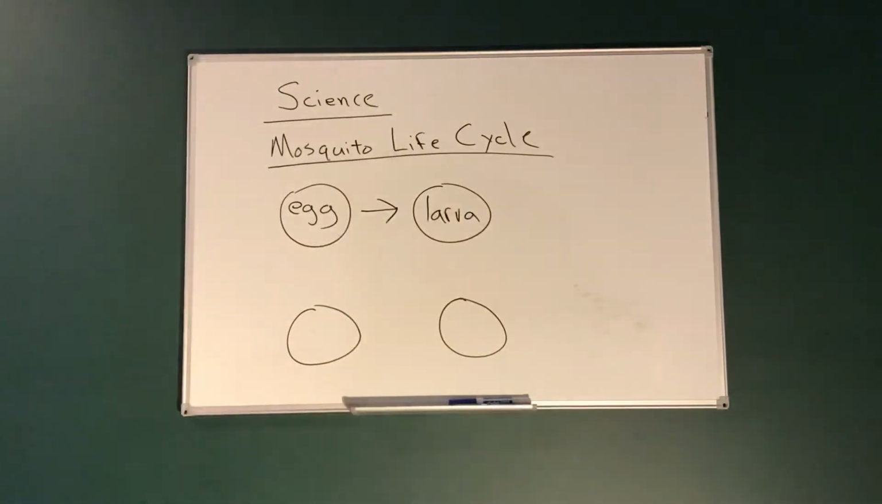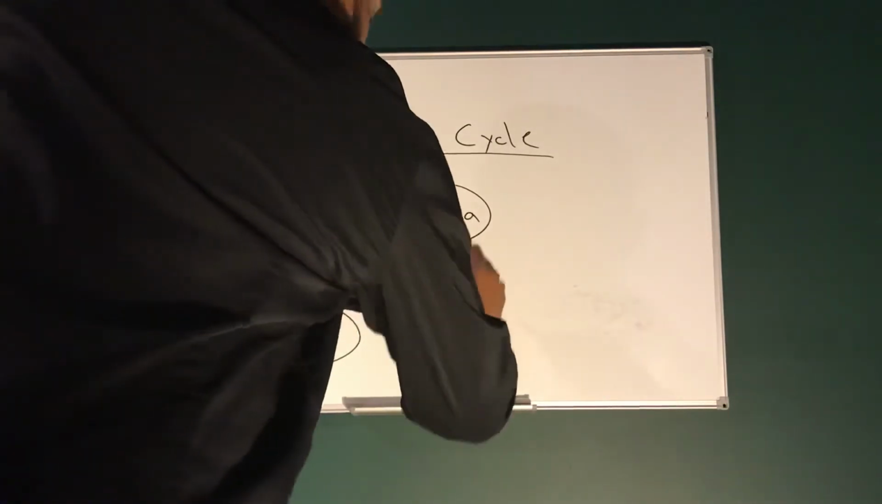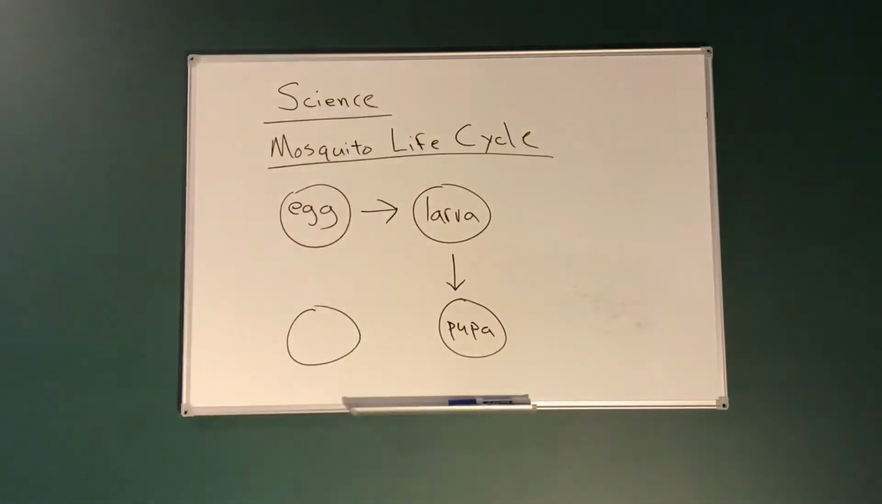Who knows what a larva is? Anybody ever heard the word larva before? Well, a larva looks kind of like a small worm, I guess like a caterpillar going through its life cycle stage, and we're going to talk about that later as well. So after a larva in a mosquito's life cycle, it goes to what is called a pupa. A pupa.